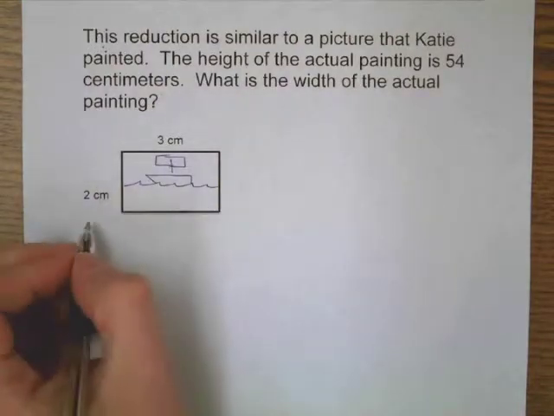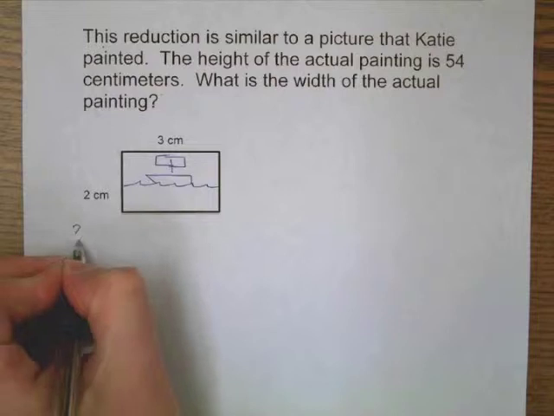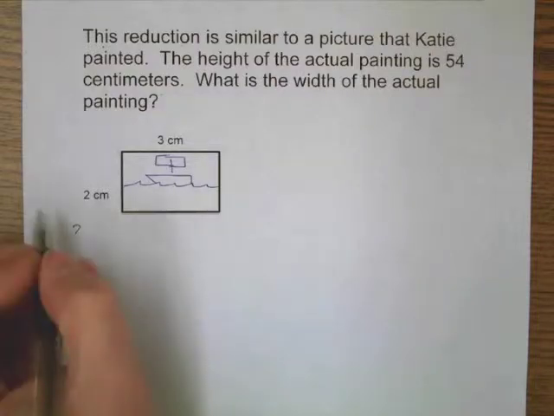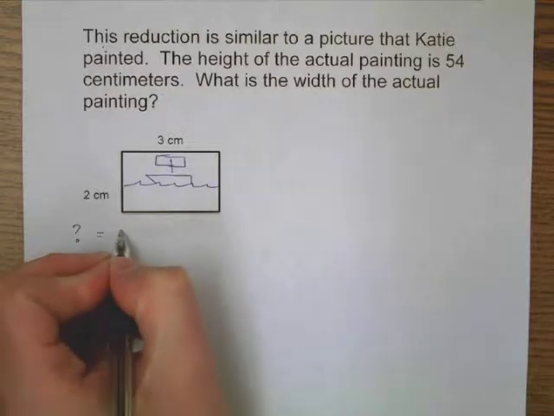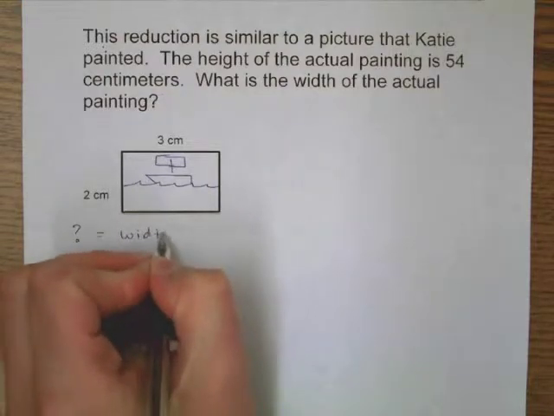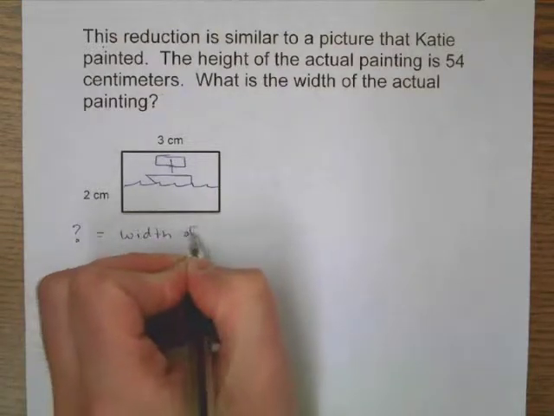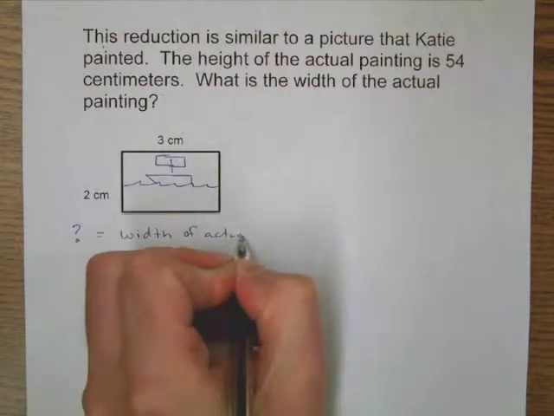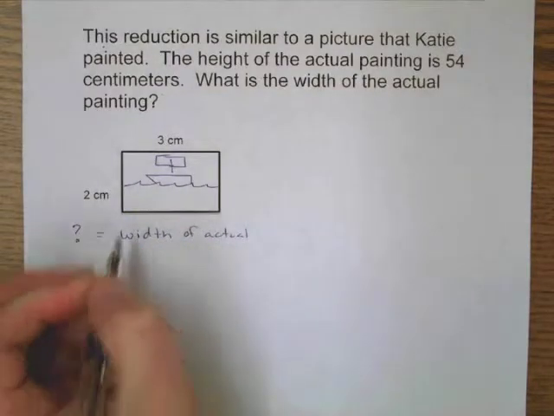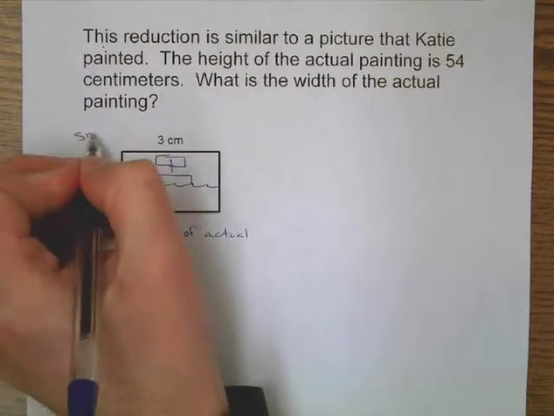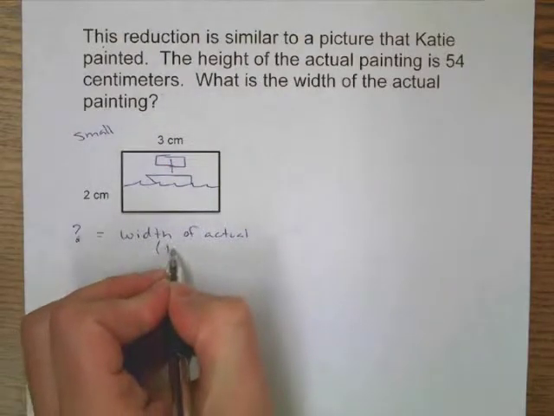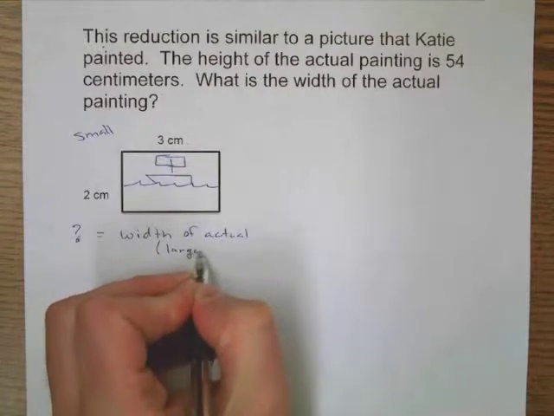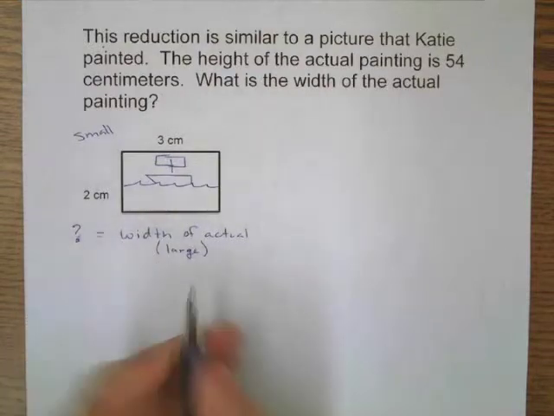So I'm going to use some problem solving steps here to make sure I'm totally understanding everything I need to. So the question is the width. What is the width of the actual painting? So width of actual. And this is a small version of it. So we want to know the width of the actual, which is a large version of this painting.